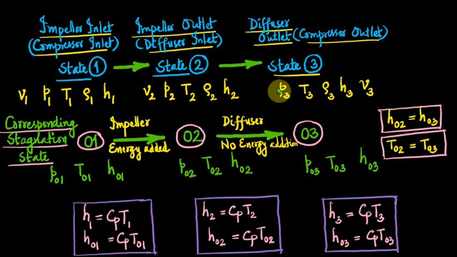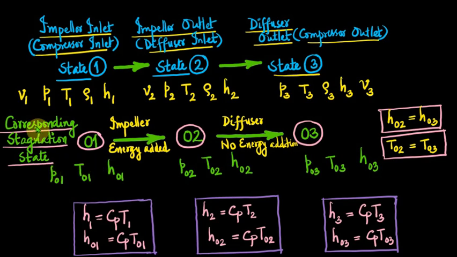And the corresponding properties at state 3, the diffuser outlet, that is the properties of compressed air when it comes out of the compressor: static pressure P3, static temperature T3, mass density ρ3 and specific enthalpy H3, and the absolute velocity of air coming out of the compressor, V3.